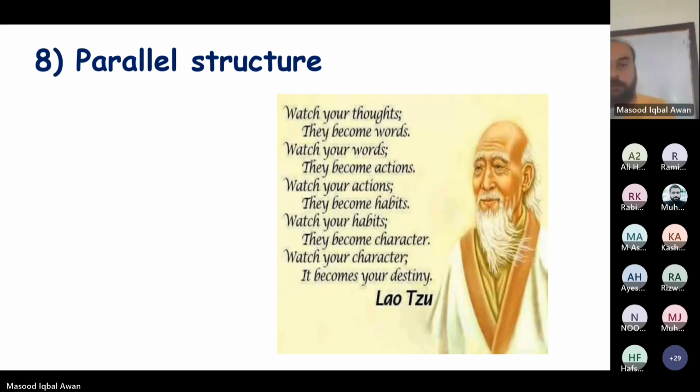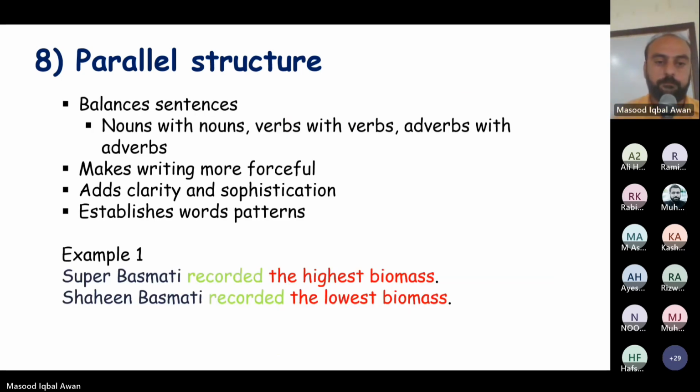So in this quote, there is repetition of words. And in scientific writing, we try to avoid this repetition of words ideally. But there are certain situations where we can use this technique by establishing certain word patterns so that the reader can easily follow your message. I give you some examples.